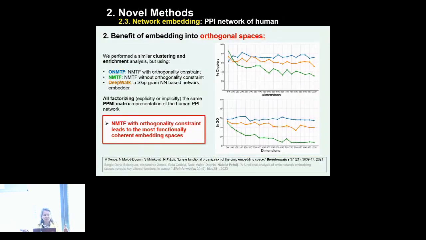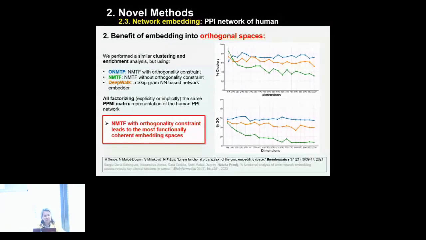Now, the second benefit, let's test for orthogonal spaces. What does orthogonality bring you? So we embed the same PPMI matrix, but with orthogonal NMTF, normal NMTF, and DeepWalk, okay, neural network. And then we can see that both in terms of percentage of enriched clusters and percentage of GO terms, basically orthogonality constraint leads to more disentangled, more functionally coherent embedding spaces.